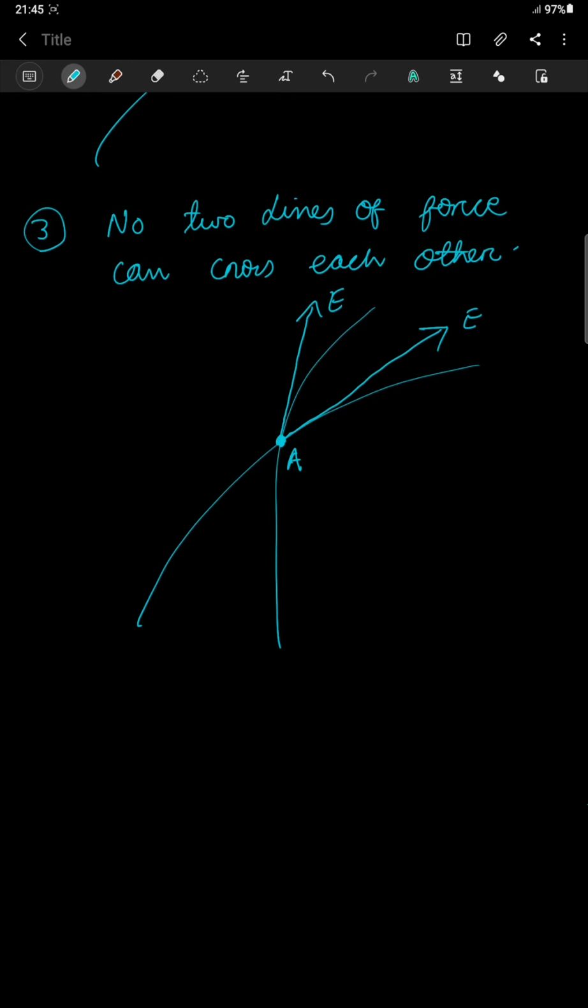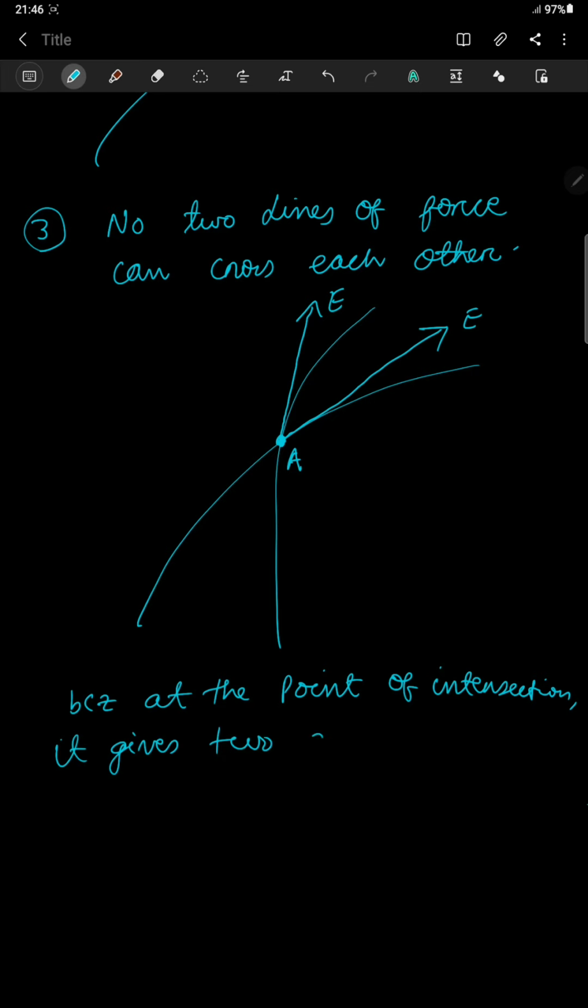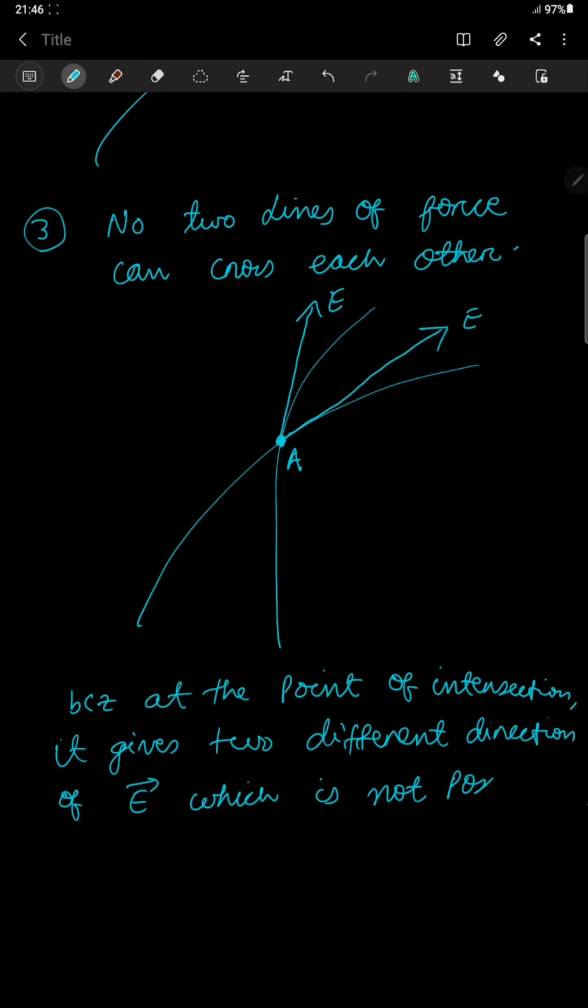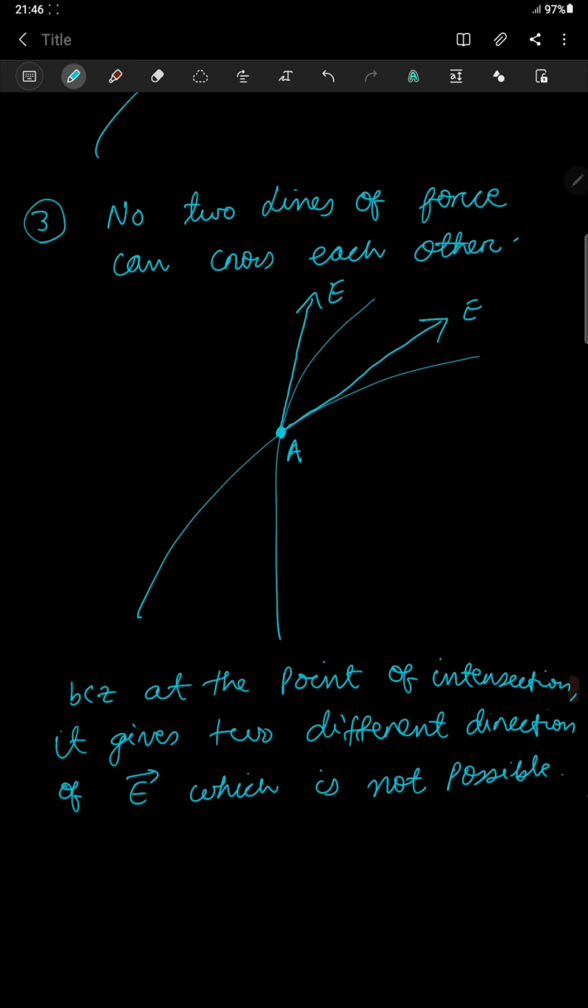Is it possible that at a particular instant of time we'll have two different electric field directions? No. Okay, so we can write they cannot intersect because at the point of intersection, it gives two different directions of electric field, which is not possible. Okay, so this is the third point.